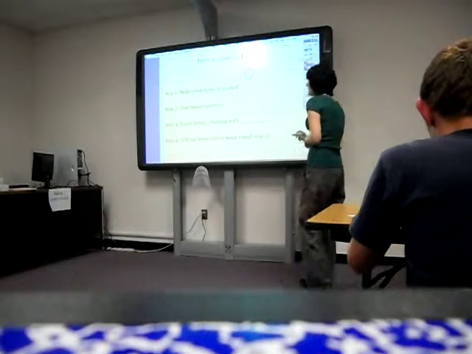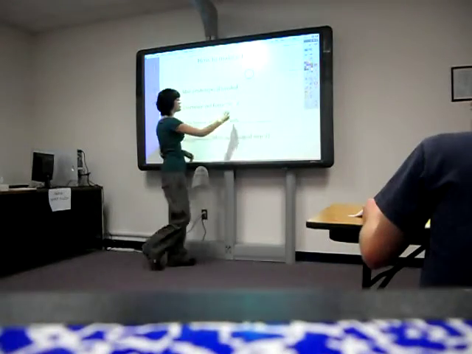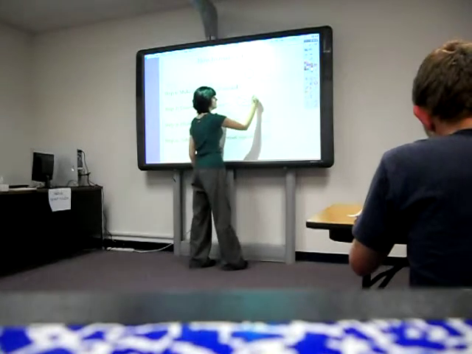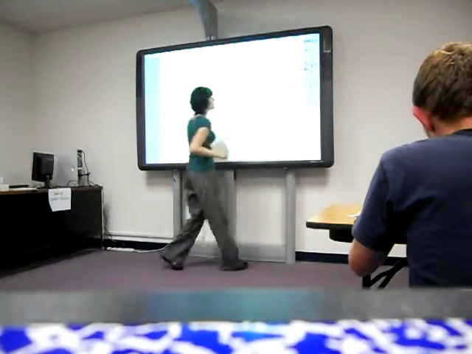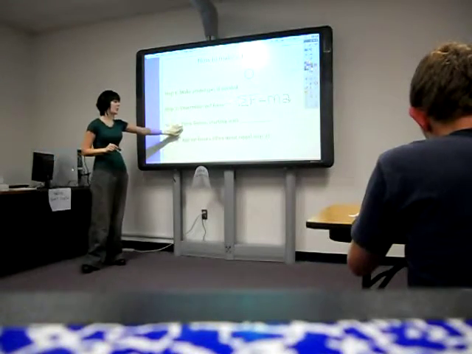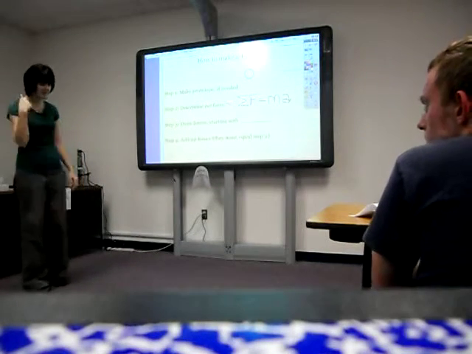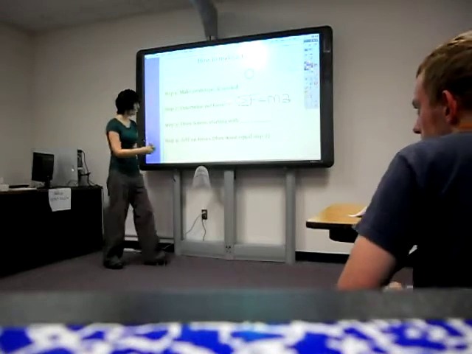Alright, the second one is determine net force. And Shelby, what is the equation for net force? Summation F equals MA. Good. So we have to determine our net force. Alright, then we have to draw our forces. And what force do we always start with? What's the one that always pulls us down? Weight. Good. Start with weight.